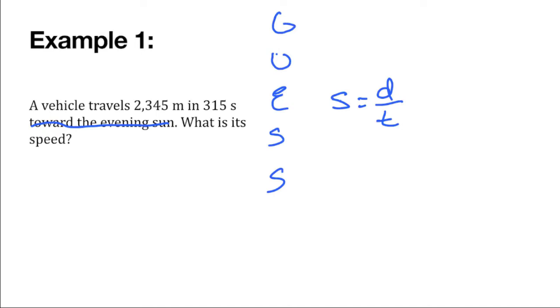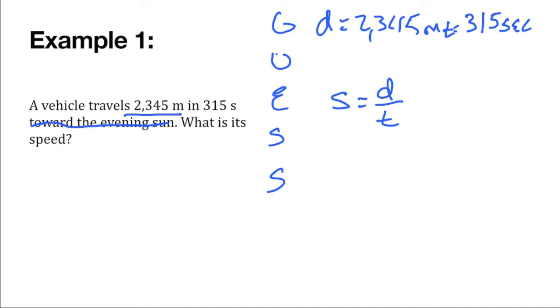So it says the vehicle travels that many meters. Well, meters is our distance, so I'm going to put D is equal to 2,345 meters. And then they also tell me a time, which is 315 seconds. Can we put T equals 315 seconds? T equals. There you go. I forgot to put the T, my bad.